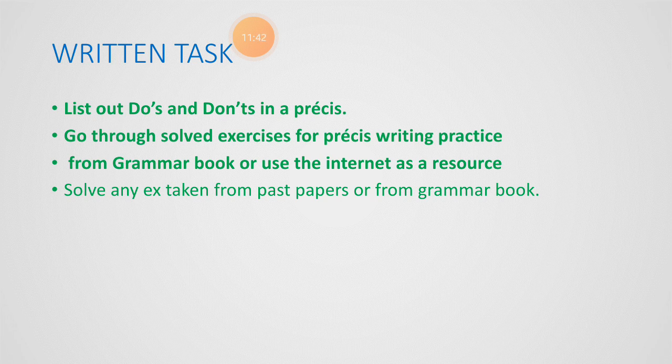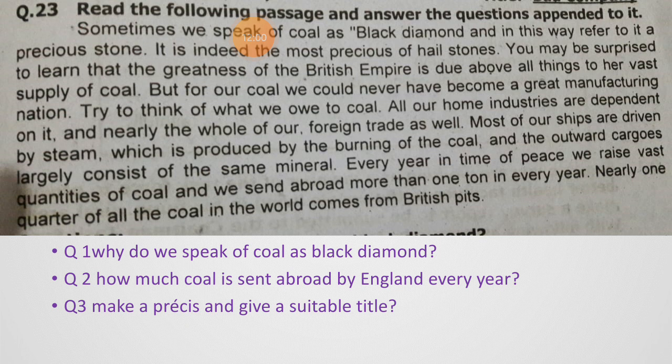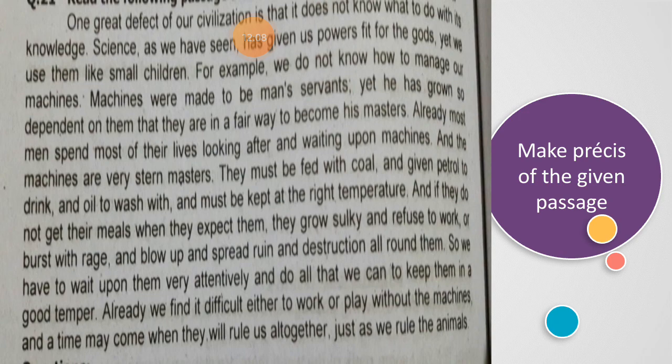Let's start with the written task that is given to you. You have to list out the do's and don'ts in the precis writing. Go through these solved exercises, and for the precis writing, for grammar book, use the internet as a resource. Solve any past passages from the grammar book. Here is also given the passage to you and the questions are given to you. You have to answer them, read the passage and answer the questions given at the end. And then you have to make a precis of this passage again.